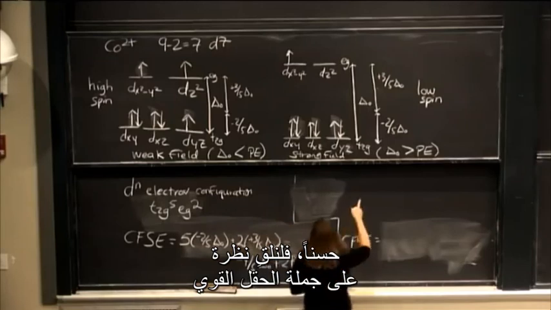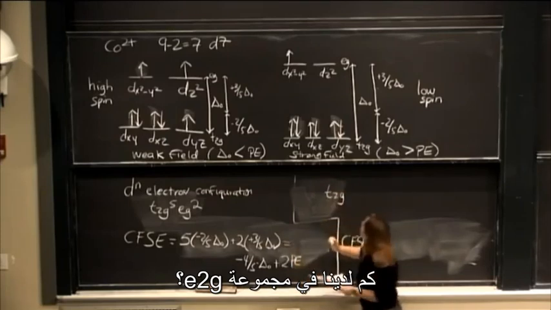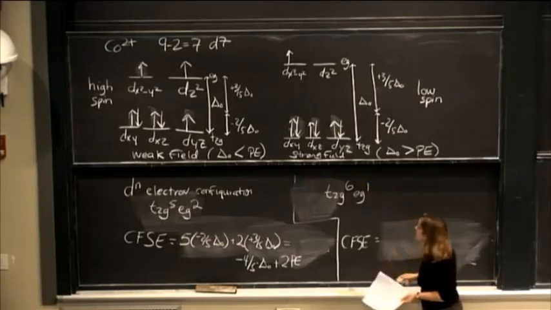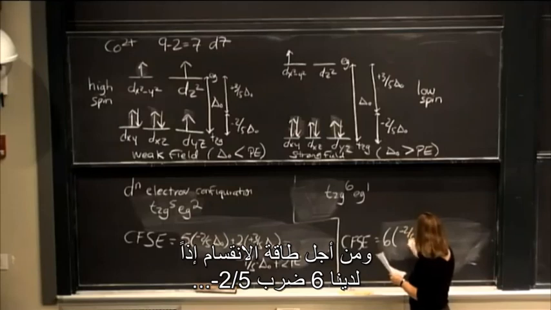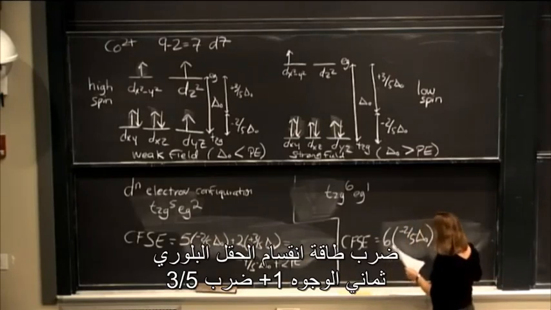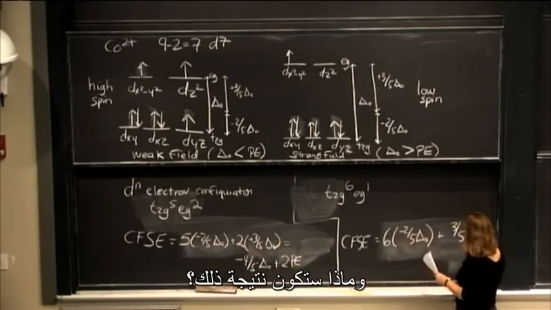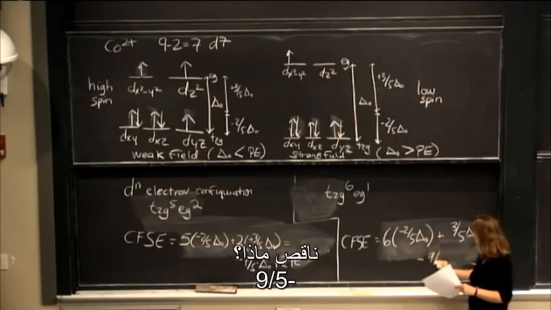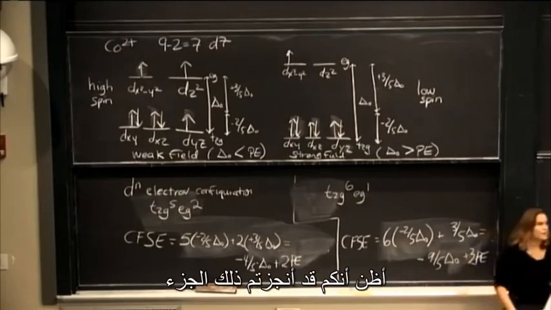All right, so let's look at our strong field system. How many do we have in our T2G set? 6. What about EG? 1. And for our splitting energy, then we have 6 times minus 2/5 times the octahedral crystal field splitting energy plus 1 times 3/5. And what is that going to equal? Minus what? 9/5. And how many pairing energies? 3 pairing energies. Great.